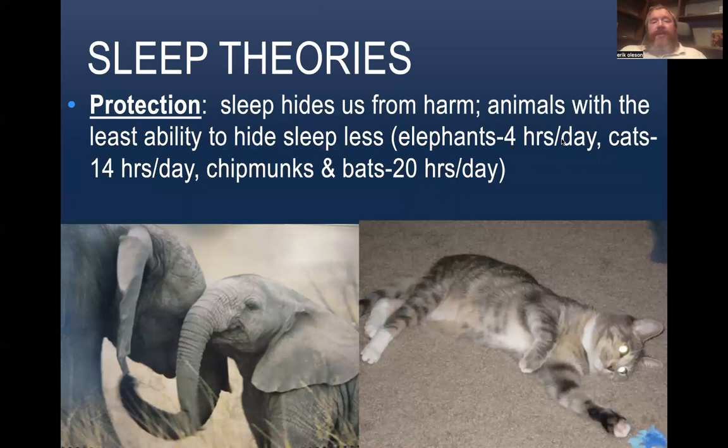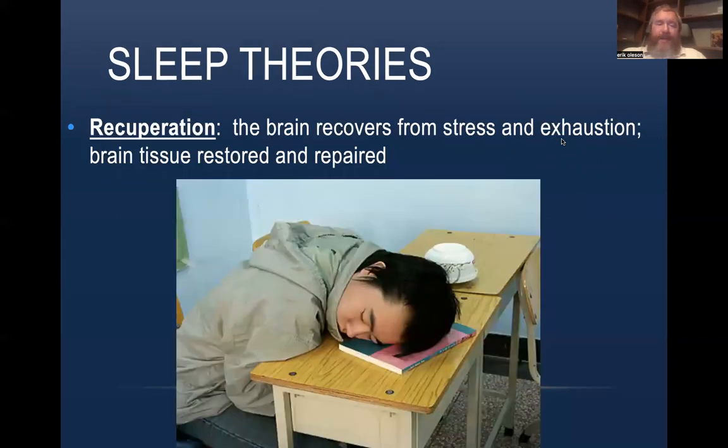So generally some theories here as to why we sleep are protection. The idea is that when we're sleeping, we're hidden. And animals with the least ability to hide sleep the least. So, for example, the elephant, which is huge, only sleeps 4 hours a day. Cats, which can curl up in any bush or box, can sleep for 14 hours. Chipmunks and bats, which hide notoriously well, sleep for about 20 hours a day.